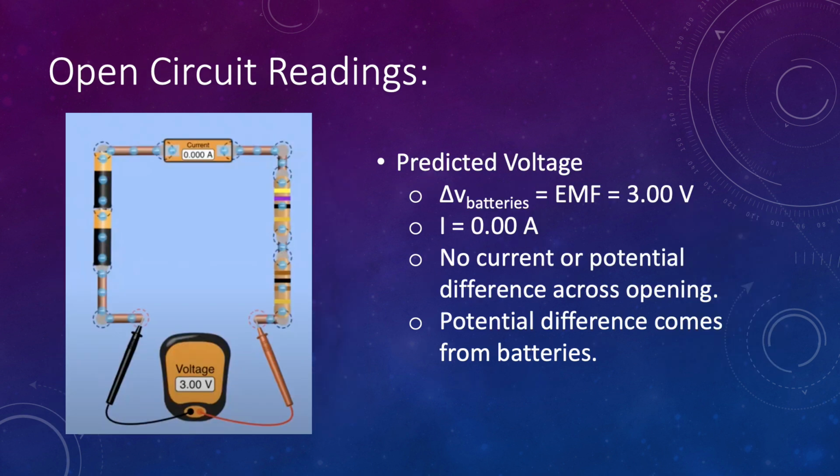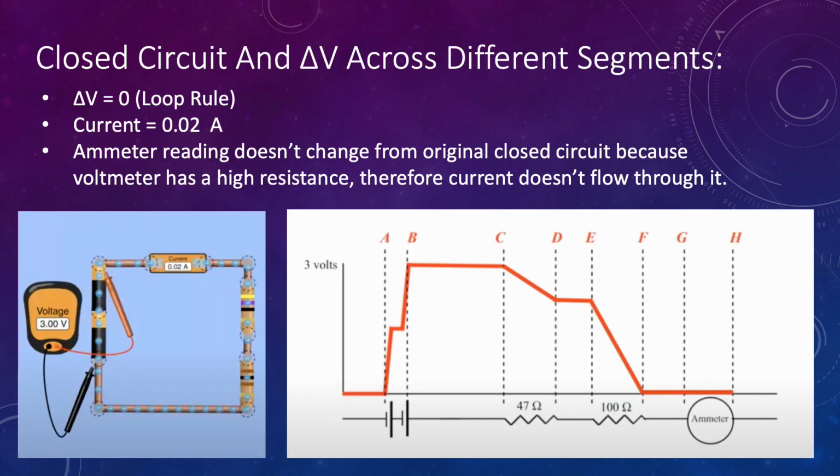Now we have the readings of the open circuit scenario for predicted voltage. Delta V battery is equal to 3 volts. Current is equal to 0 amps. No current or potential difference across the opening. Potential difference comes from the batteries.